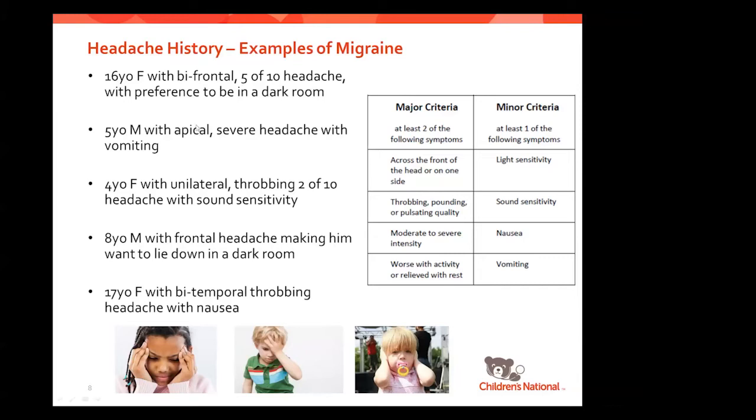Apical is still considered frontal in the world of headache. It's anything anterior to the ears. With a severe headache, so they've now had the location and the severity and they're vomiting. They just got 3 of them, they're migraine. A 4-year-old with unilateral throbbing headache, they already fulfill criteria now regardless of their intensity, and they're sound sensitive, they had 1 minor. I'd like to make a point though of this one.